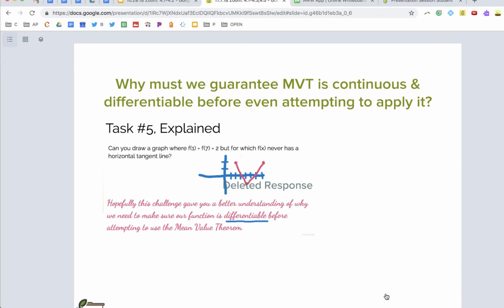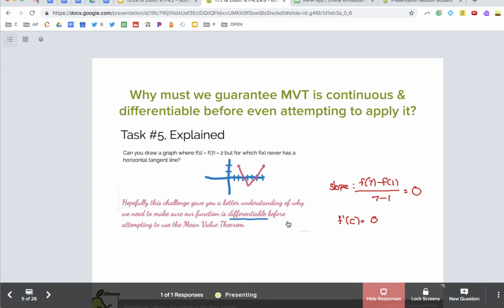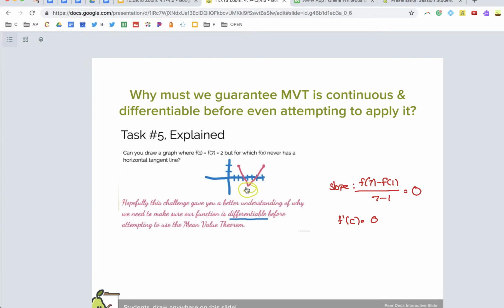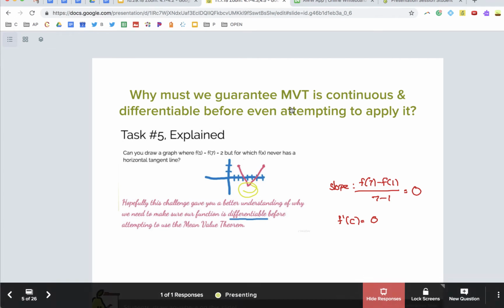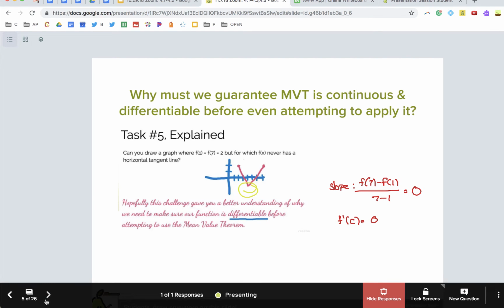In this problem, we clearly have that the slope is equal to 0, but we don't necessarily have that f prime of c equals 0. In fact, there's nowhere on the interval where the derivative equals 0 because the derivative does not exist there. There's a corner or a cusp. However, we could never even use the mean value theorem in the first place in this one because the function wasn't differentiable. So we could only apply the mean value theorem when the function is continuous and differentiable. So you need to state that before you ever start using the mean value theorem.